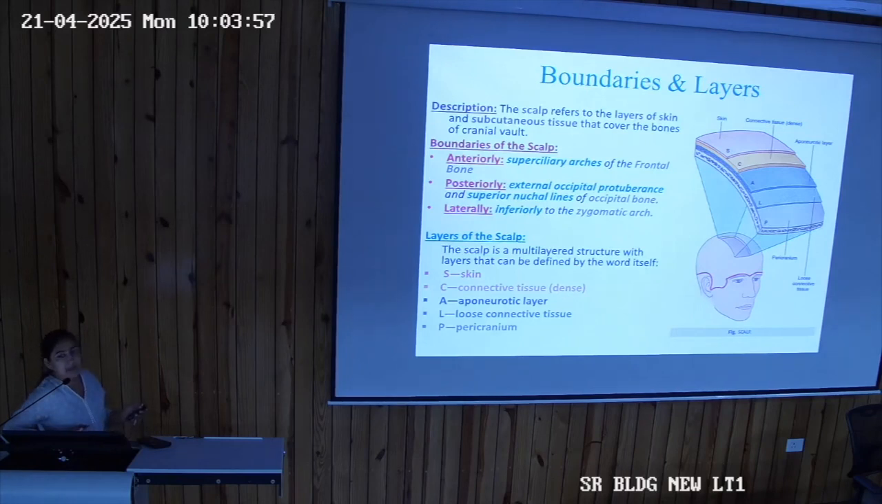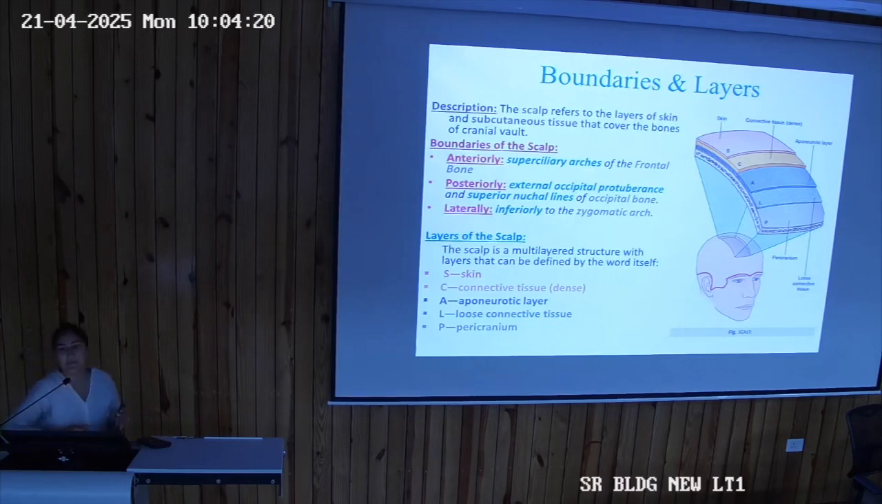So anteriorly, the boundary of the scalp is the superciliary arches of the frontal bone, posteriorly the external occipital protuberance, and from there laterally run the superior nuchal lines. And on the lateral side, inferiorly, there is attachment to the zygomatic arch. Then coming to the layers of the scalp.